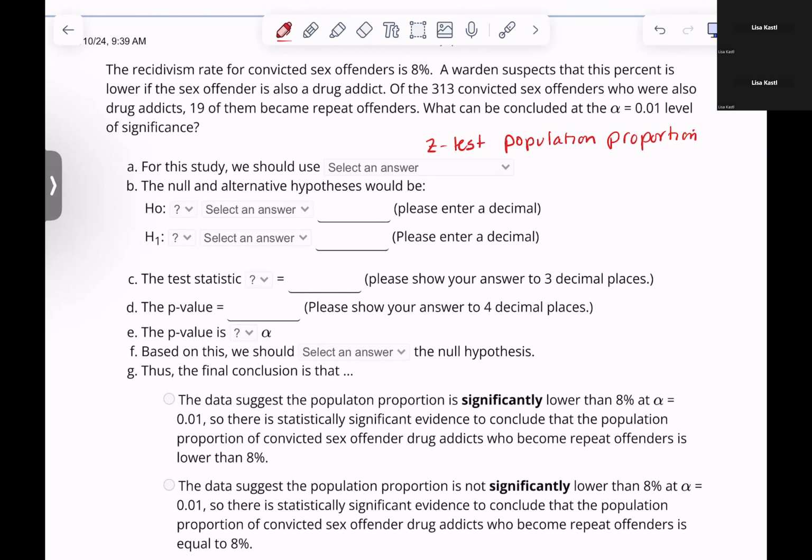Okay, so what do we have for a null and alternative hypothesis? So these are both P, correct? All right, so what are we looking for? Suspects that this percent is lower. So it's going to be, for the alternative, is that going to be lower? So the null is just going to be equals. And it's lower than what? What was the recidivism rate? 0.08.